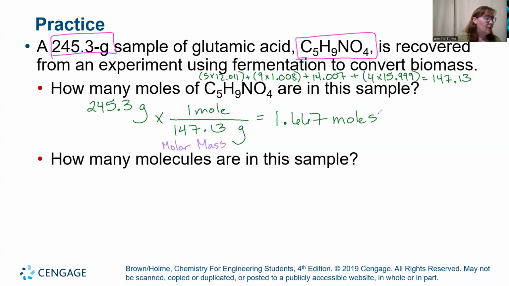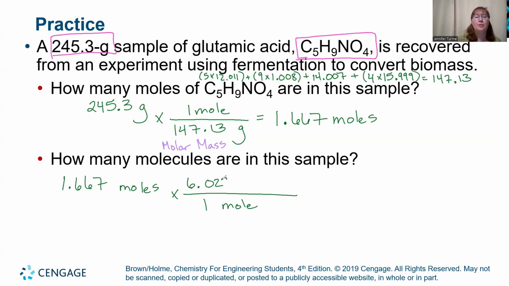Okay, now let's take a look at our molecules here. And so we can start with our moles, 1.667 moles. And again, when we're going from moles to molecules, then we can say, well, in every mole, we have 6.022 times 10 to the 23rd molecules. Okay. If we have 4 significant figures, that means that I will have 1.004 times 10 to the 24th molecules.